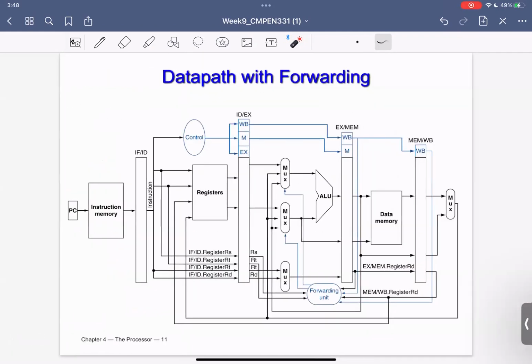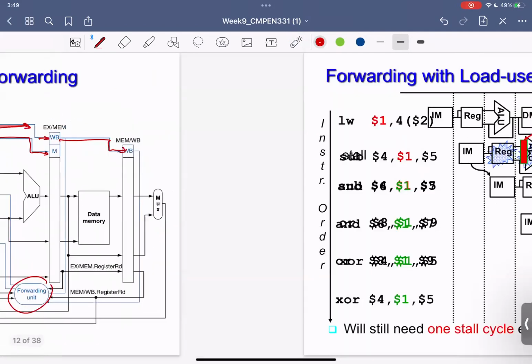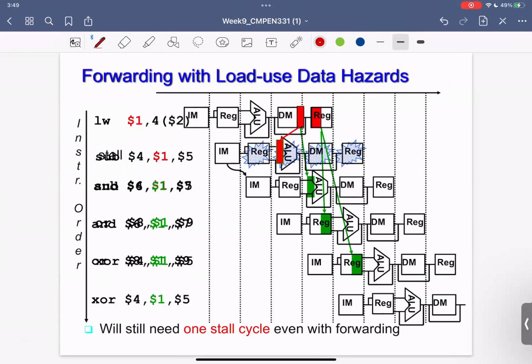So with the data path, with the forwarding, we are just applying the forwarding mechanism here, as you can see. And then, of course, with each of these stages, I have to pass whatever is needed to the next stage. Whatever is write back will go all the way until the write back, whatever is in the memory will go to the memory, and whatever I have here in the execution will just stay in the execution. And this is basically my forwarding implementation in this particular scenario.